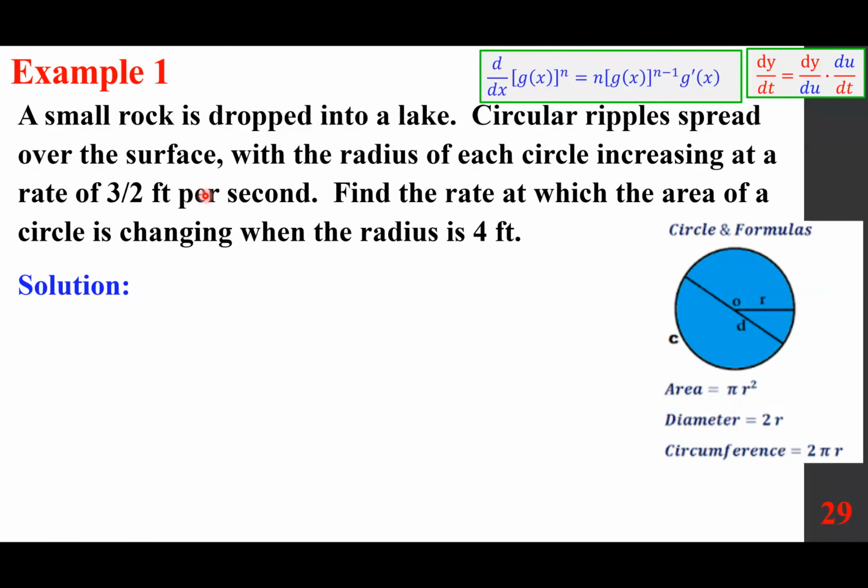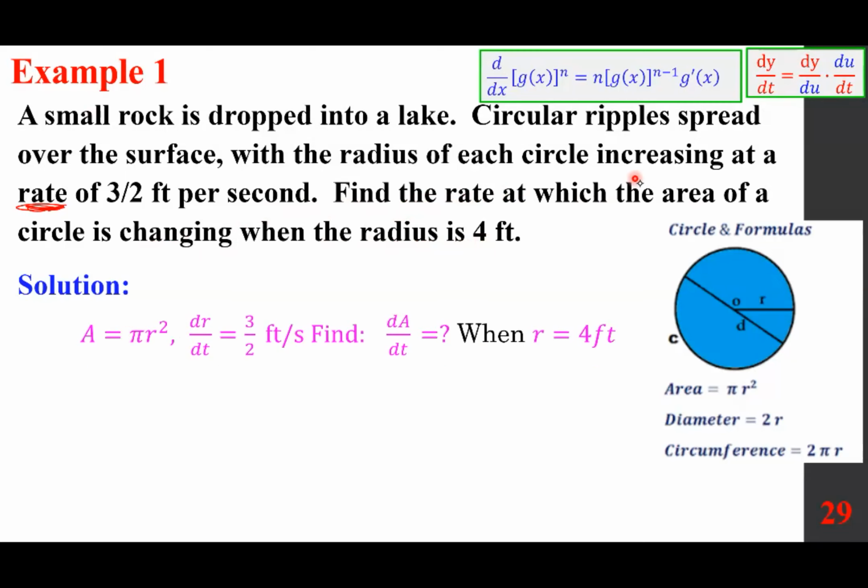What is given? The radius is increasing at this rate. So dr/dt, the moment you hear rate, this means differentiation. dr/dt is 3/2 feet per second. What do we want to find? The rate at which the area is changing. So we want dA/dt when r is 4 feet. This is the translation of the question into math.